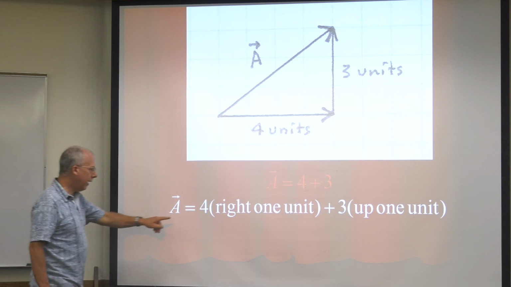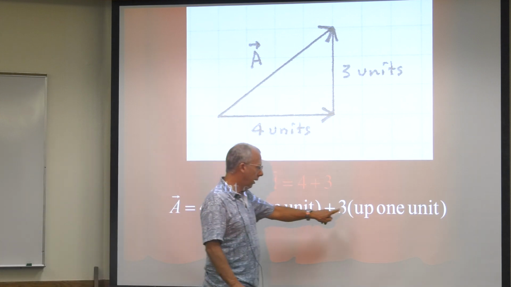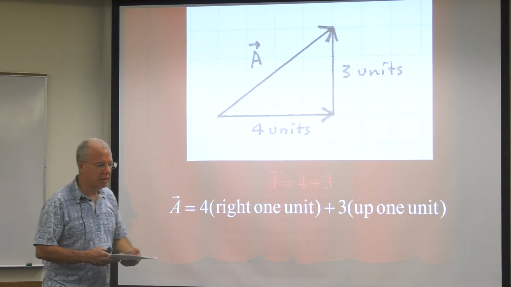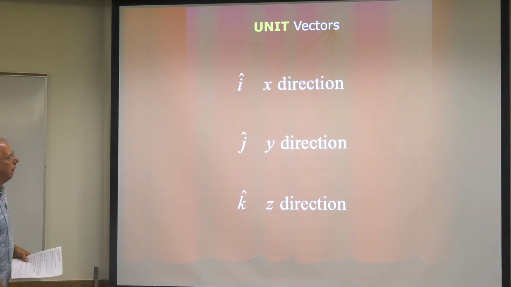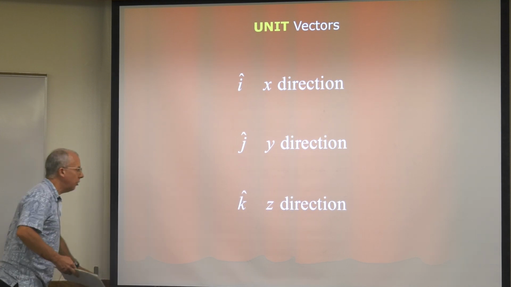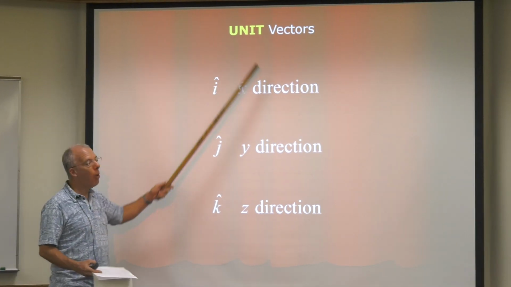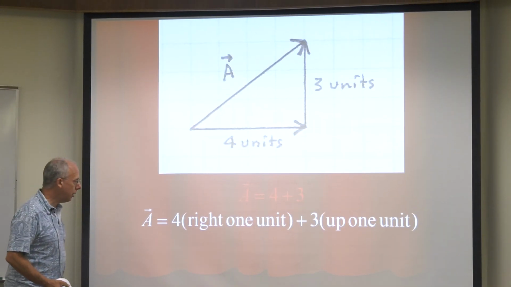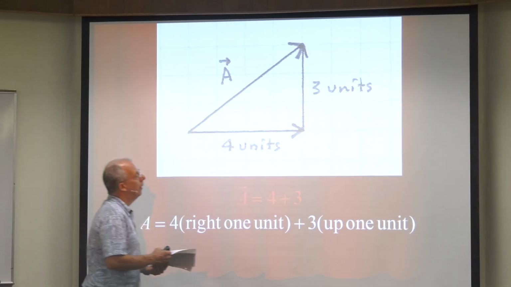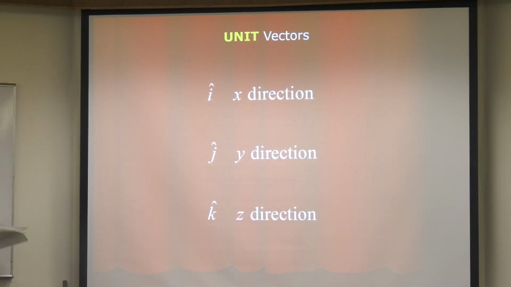So we want to get a replacement for right 1 unit and up 1 unit, and also maybe out 1 unit. We want to get a nice, simple way to write that. So what people have done is they define what's called a unit vector, or 3 of them. There's unit vectors. Now, first of all, unit. What's unit mean? 1, right? Just like this, right 1 unit, up 1 unit.